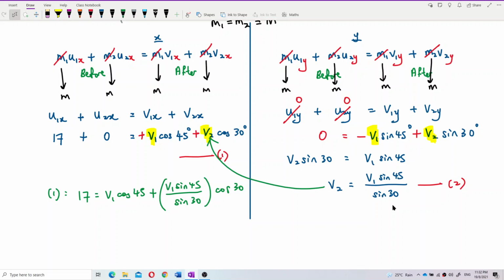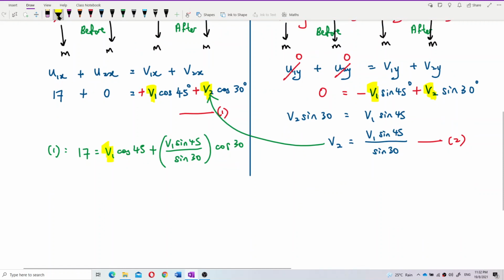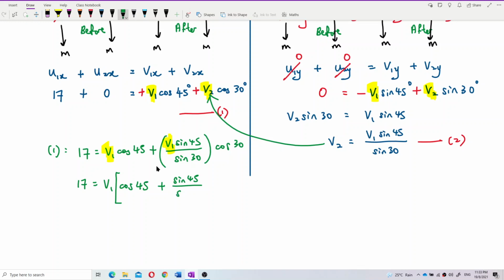Hopefully you're okay. So now from here we can find v1 because we're only left with one unknown. We can calculate already. Let's do it step by step. So 17 equals v1, and this one you can factorize out the v1 because it's a common term. So here we have sine 45 over sine 30 cosine 30, like that. I factorize out the v1.